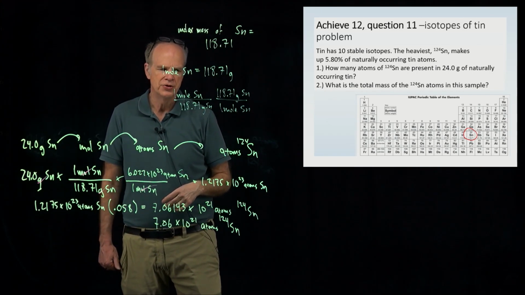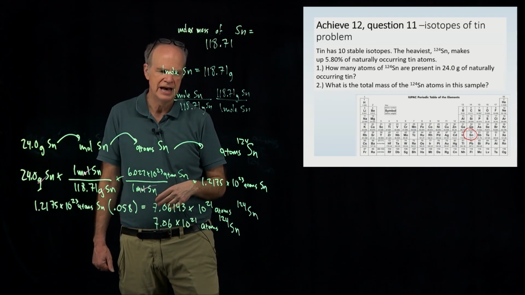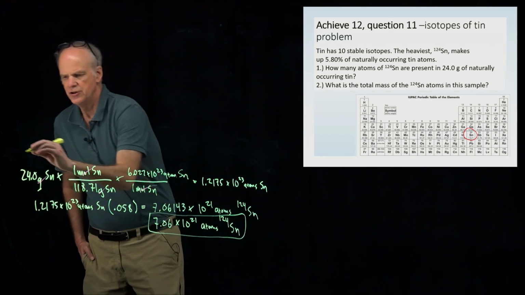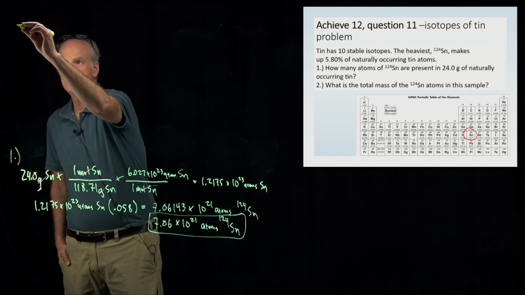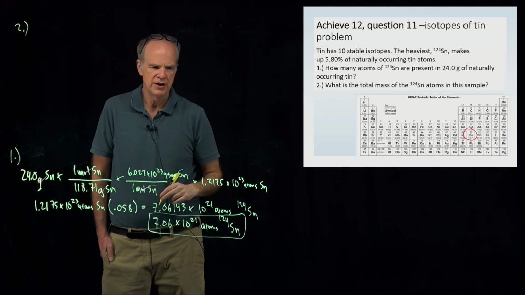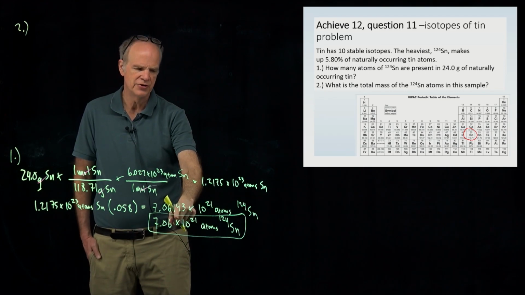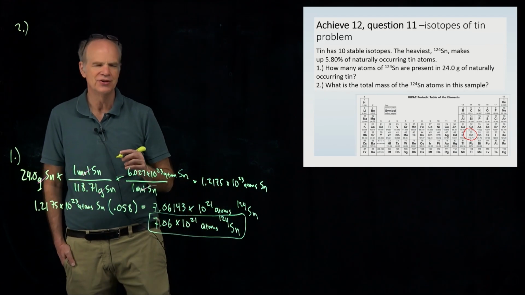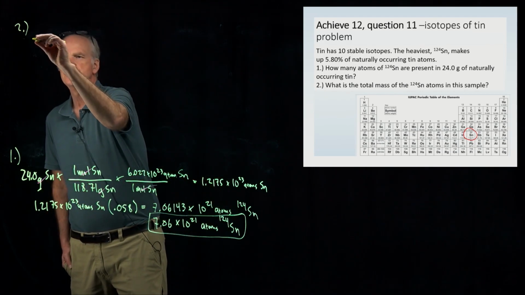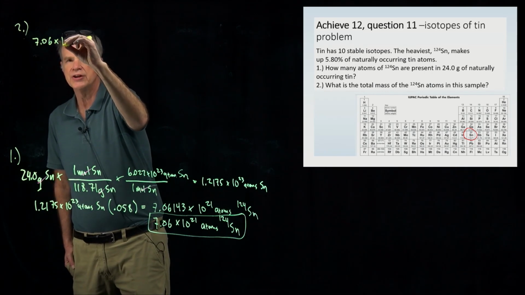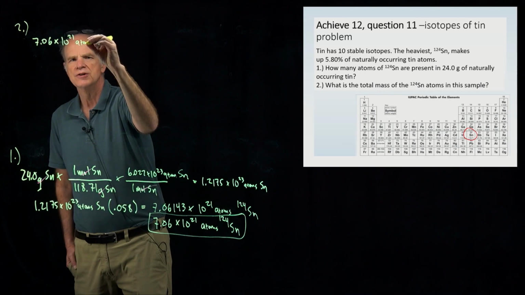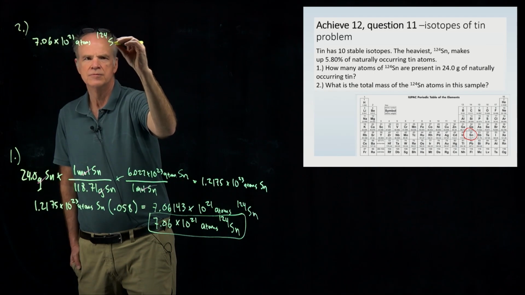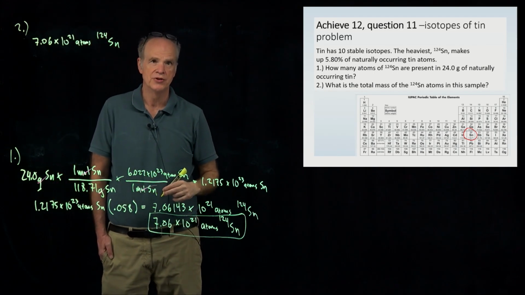It says, what is the total mass of the 124 tin atoms in the sample? Okay, so I'm going to create some room here. Just to note, this was part 1, and now up here I'll do part 2. So pretty much what I want to do is figure out what the mass of these 124 tin atoms is. And so this is a little interesting. So you take 7.06 times 10 to the 21 atoms of the tin isotope, and they want to know what the mass of this tin isotope is.